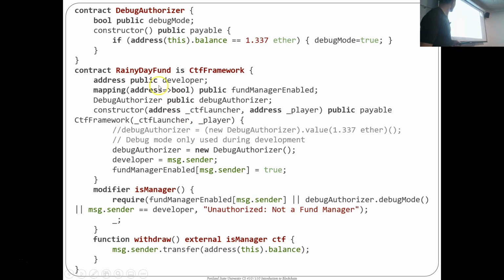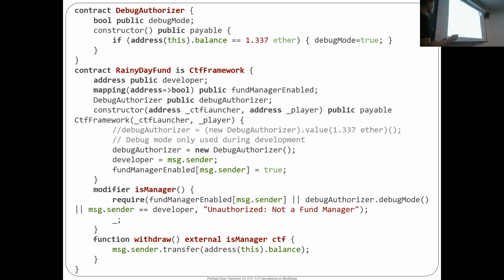The first thing that this rainy day fund contract does, in the constructor, is create this new debug authorizer. Now, initially in debug mode, you would have this line instead of this line. You can see that it's commented out. Like any good programmer, it sticks the debug code in there and then comments it out in production for everybody to see.